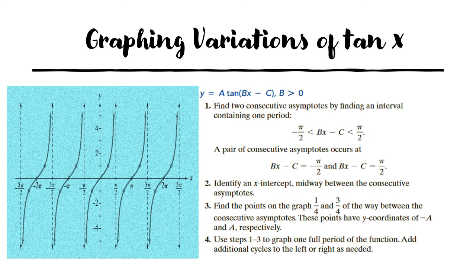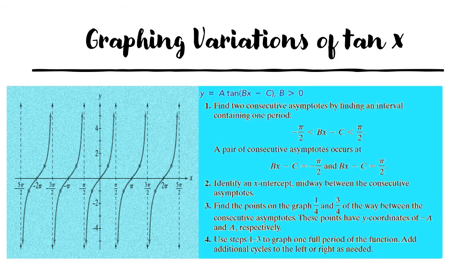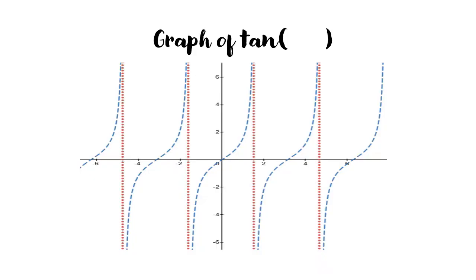Now, anytime I'm solving for the asymptotes, we need to put this quantity bx minus c between negative pi over 2 and pi over 2 to get the asymptotes. And then we can complete the pattern. So we have the graph of tangent x.